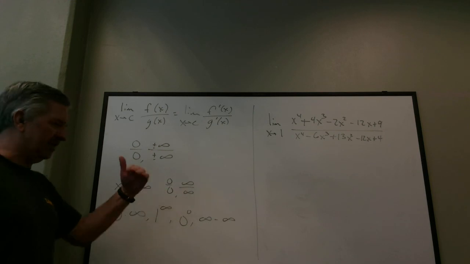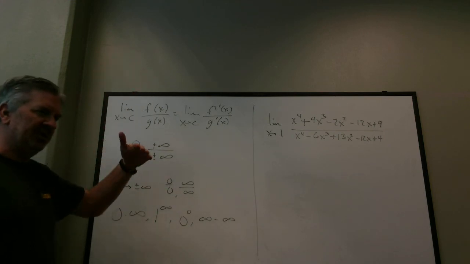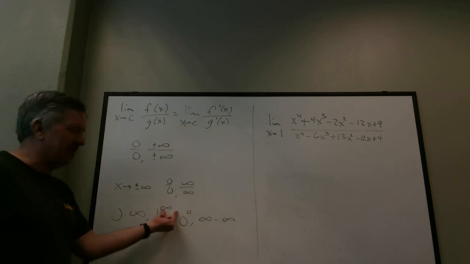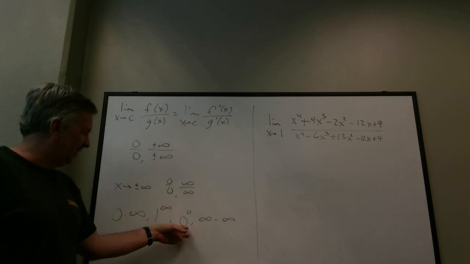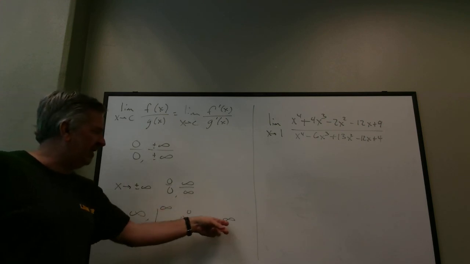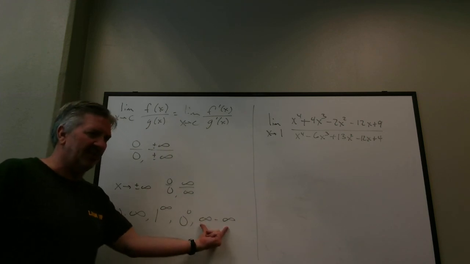Or you get 1 to infinity, so you have an exponential situation. The limit of the base is 1, but the limit of the exponent is infinity. 0 to the 0, same sort of idea, or an infinity minus infinity. Infinity minus infinity is not 0, infinity is not a number.